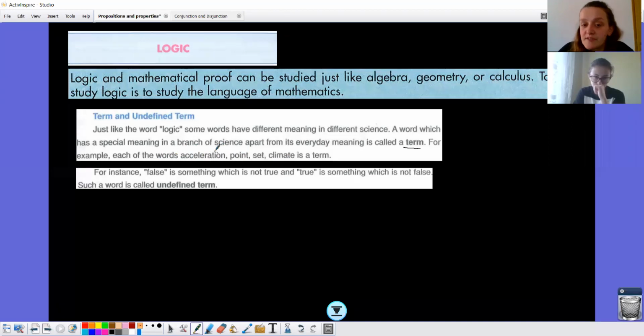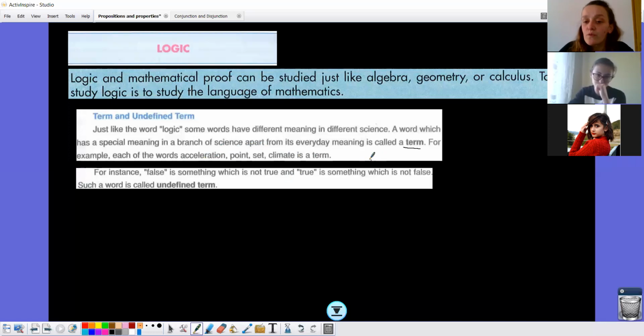Acceleration is about physics, yes? Sand, climate. So this kind of word that has a special meaning in a science is called a term, okay? For instance, false is something which is not true, and true is something which is not false. Such a word is called an undefined term. So these are undefined terms. We have terms and we have undefined terms. Now I will continue.